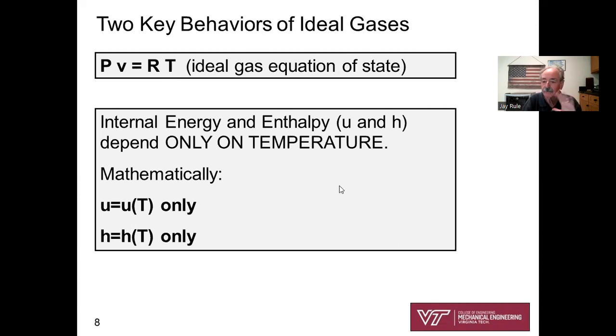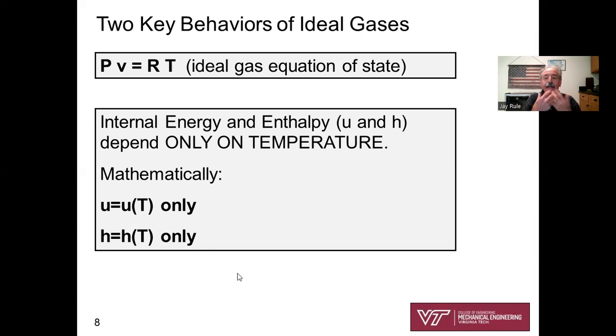Second thing, I haven't introduced it yet, but your textbook reading is going to clearly explain that the internal energy and the enthalpy, U and H, for ideal gases depend only on temperature, and do not depend on pressure. That's dramatically different than phase change substances like steam. Mathematically, let's write this out. U equals U of T only. Internal energy U is a function of temperature only. Enthalpy, H, is a function of T only. So that's what that means.